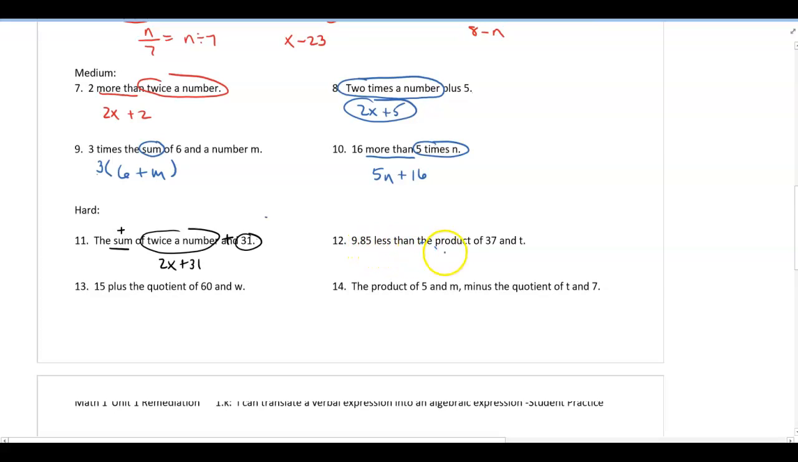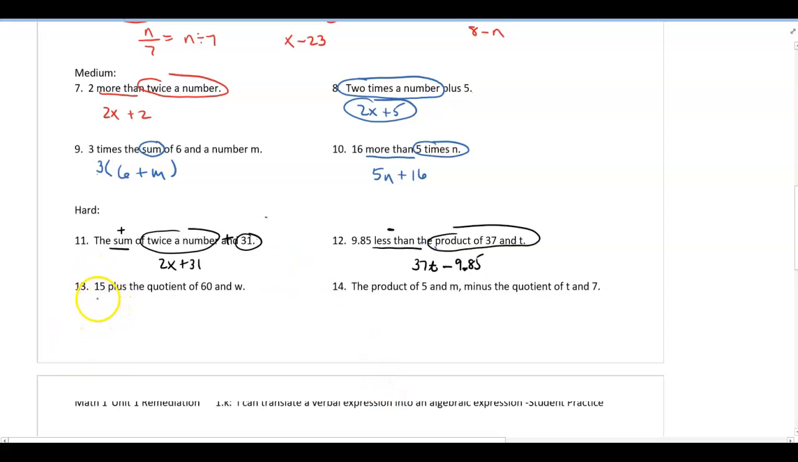9.85 less than the product of 37 and t. Less than means subtraction. But you have to understand that we have to be less, 9.85 less than something. Well, what am I starting with? The product of 37 and t. Product is multiplication, so 37 times t. And if we're 9.85 less than that, we're going to subtract the 9.85.